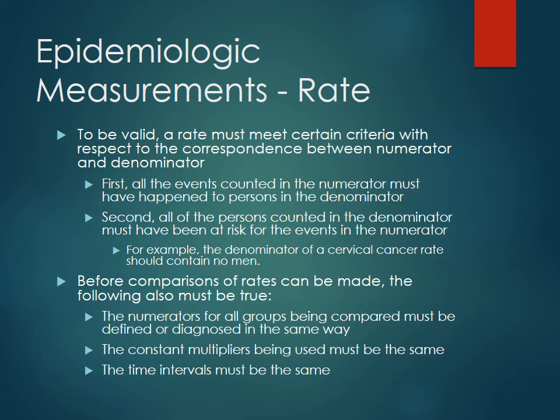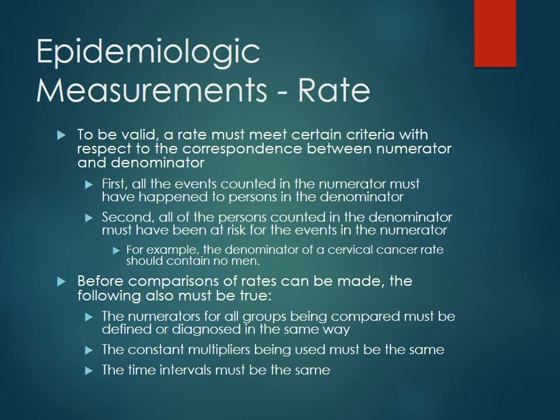So before comparison of rates can be made, the following should also be true. The numerators for all groups being compared must be defined or diagnosed in the same way. So again, you don't want different definitions, because then you're comparing apples to oranges, right? You wouldn't want to use the definition for AIDS from 1990 versus 1996, because that wouldn't work.